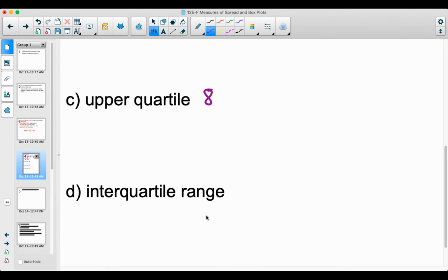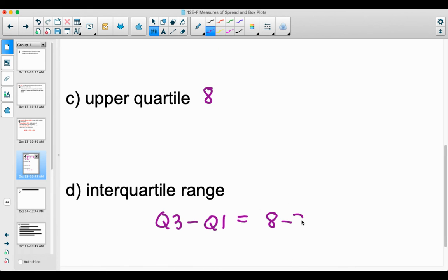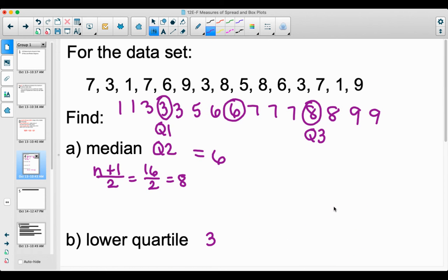And then my interquartile range is going to be our Q3 minus Q1. And so we have 8 minus, what was our lower? 3. And we get an IQR of 5. So that is how you find your measures of spread by hand.